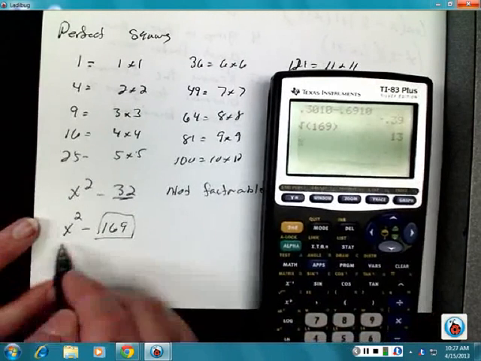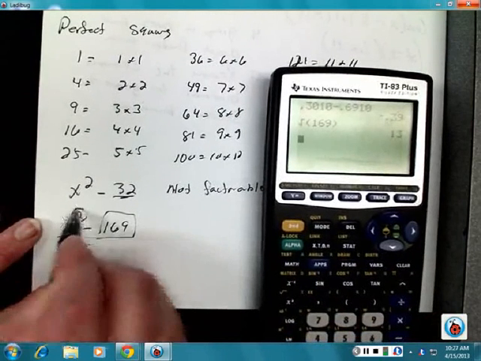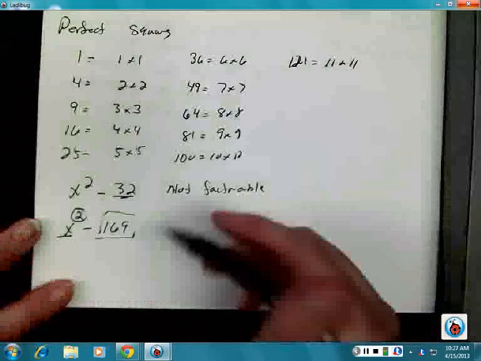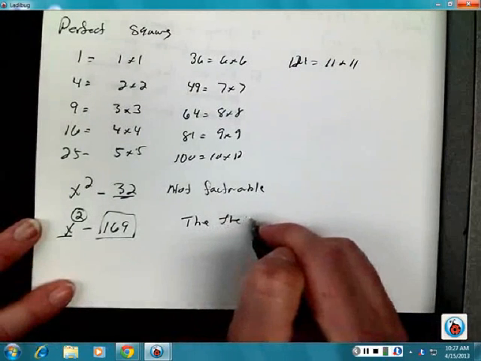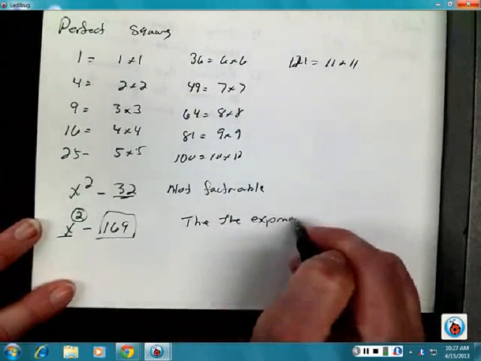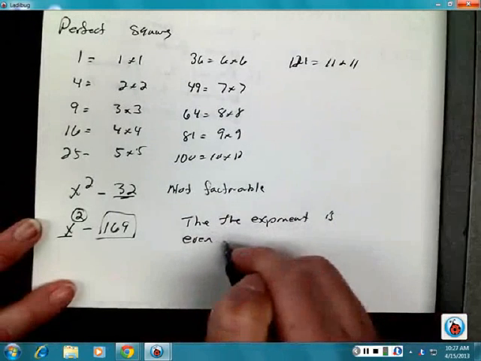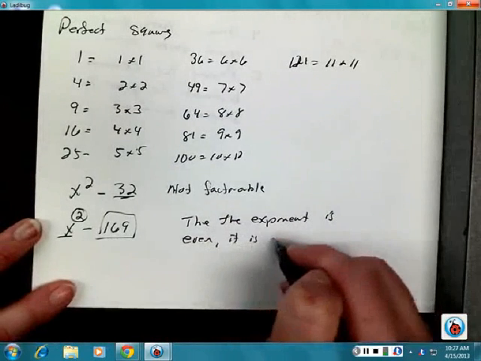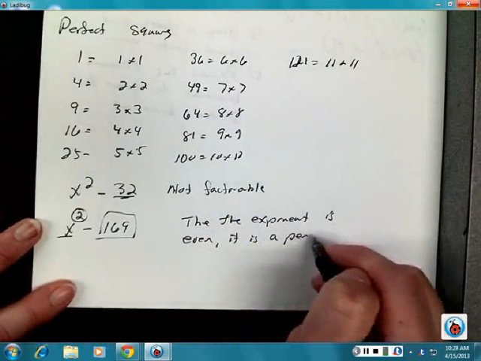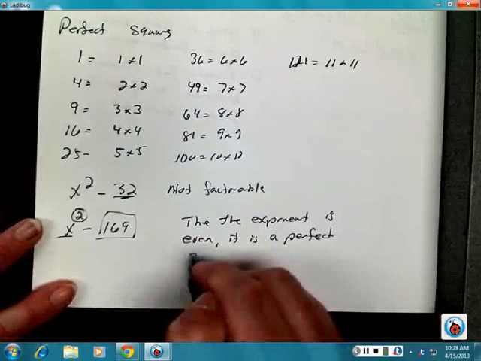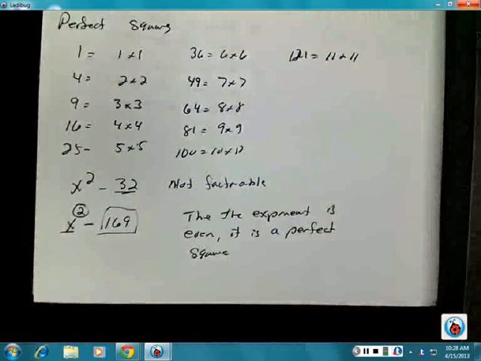Now how do I know with my variable I have a perfect square? Well, in the variables, if the exponent is even, it is a perfect square. If it's not, then not factorable. Yep. Same thing.